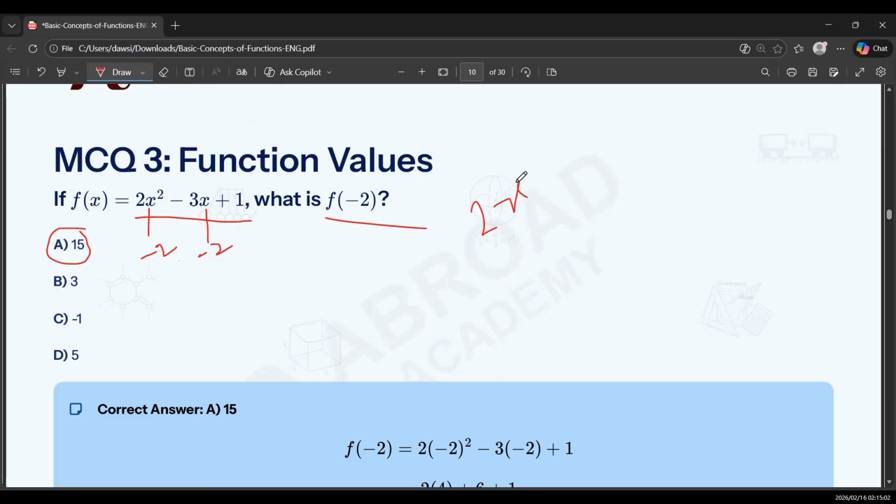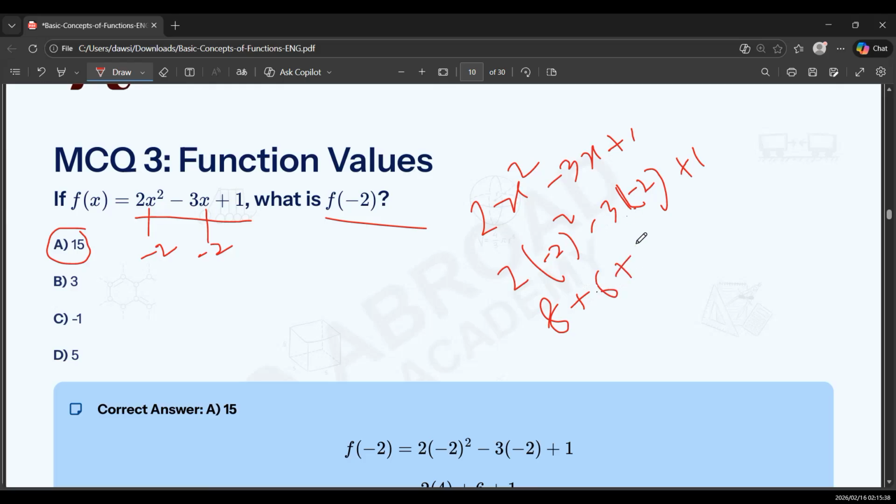Okay, if you calculate here, 2x² − 3x + 1, so 2 into (−2)² minus 3 into (−2) plus 1. So it will be 8, minus negative 6, because here is a minus and here is a minus also, so minus minus is plus, and plus 1, so it's 15, right?